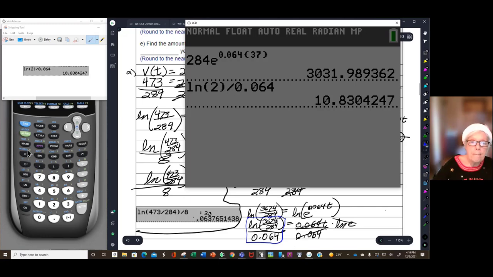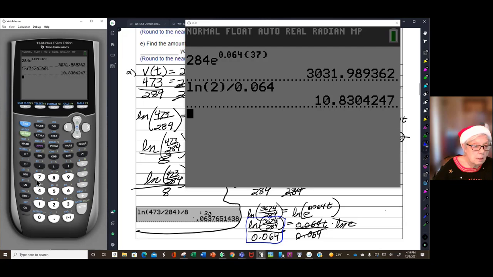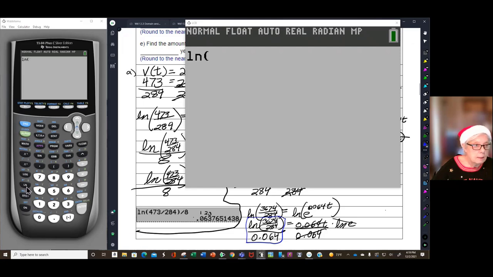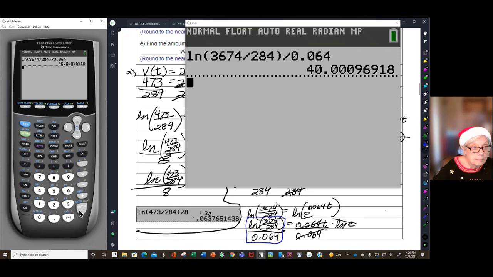Three, six, seven, four. Okay. Ln. Let's clear this. Ln 3674 divided by 284, close paren, divided by 0.064. And we are rounding to the nearest tenth, but look at all those zeros. So we can safely say 40 years.